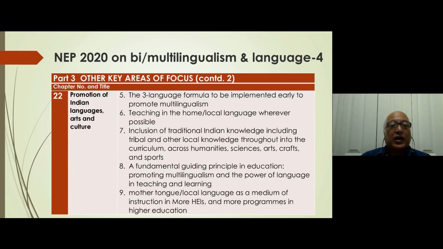The three-language formula to be implemented early to promote multilingualism. So there will be an elaborate process, which is at the moment, as I believe, going on at the center as well as in the states, to explore how the three-language formula will be implemented. Because if three languages are to be implemented, then at which level, what language will be introduced? At what point will English be introduced or should be introduced? At what point the L2 should be introduced?